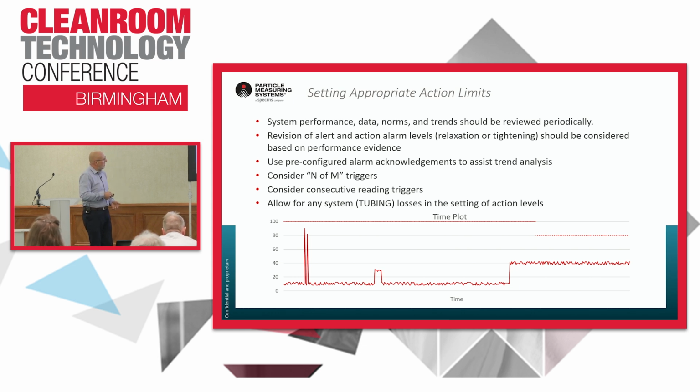Consecutive readings. Again, we report the data as particles per cubic meter, but that's 35-minute rolling data, and to really take quick action I like to look at that 1 minute data as well. But maybe if it's 5 consecutive minutes is when we look at actions. And allow for any tubing losses in the setting of action levels. So if we were at 100, but we've identified tubing losses, maybe we need to drop that down, and our limit is 80 to take into account those tubing losses.